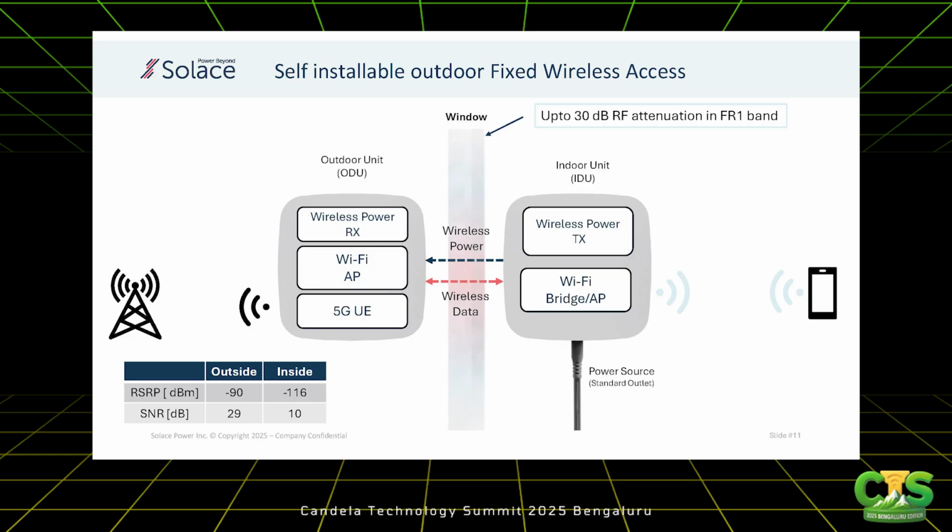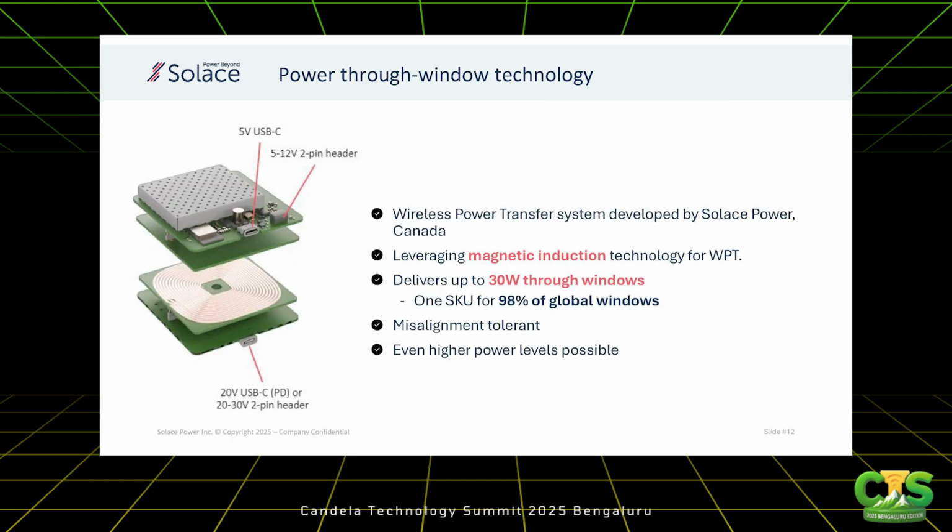To solve this problem, what we did was to move the 5G receiver outdoors and also power that receiver and the Wi-Fi AP wirelessly from indoors. That's the system that you see here. It's called 2-box. What I would like to discuss is the RF challenge, how we solved the RF challenges with some open source off-the-shelf devices. I will not go into details, but this is how the power transfer system looks. It can do 30 watts through magnetic coupling, and it can handle misalignment.